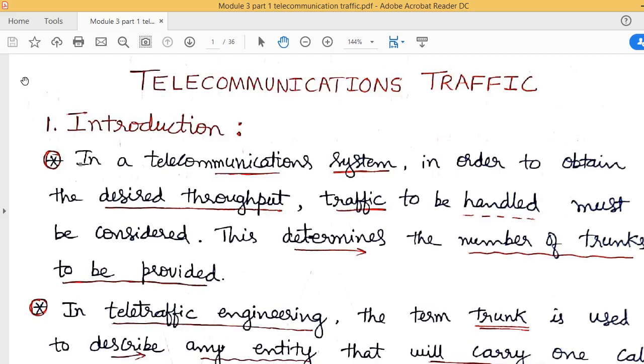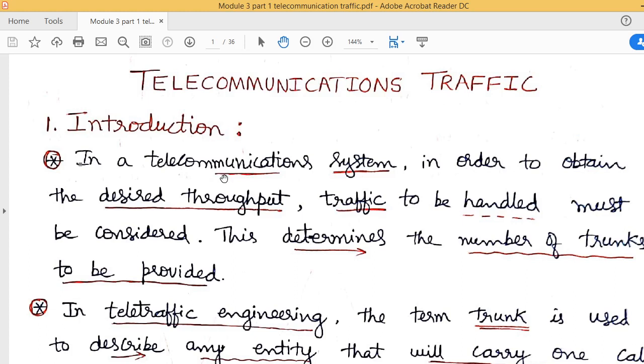Hello all, welcome back. Today we will discuss what telecommunications traffic is about. So in this telecommunication traffic, first let us deal with what a telecommunication system is. A telecommunication system is nothing but a communication system in which communication happens between two places which are a large distance apart.